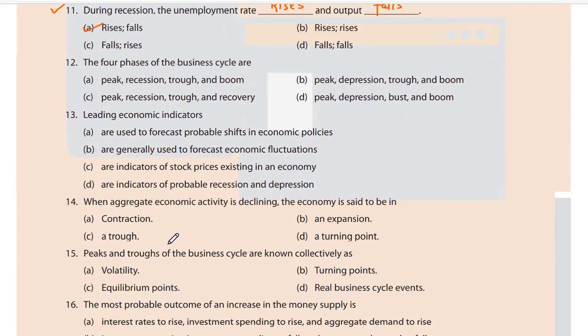Question 12. The four phases of business cycles are, now this is simple. A. Peak, recession, trough, and boom. B. Peak, depression, trough, and boom. C. Peak, recession, trough, and recovery. Or D. Peak, depression, burst, and boom.